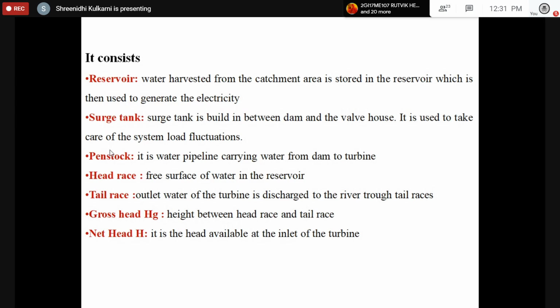So what is head race? Head race is nothing but the free surface of water in the reservoir. So that is the top level, the free surface of water in the reservoir.